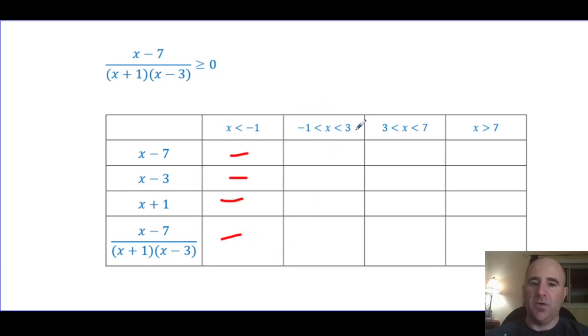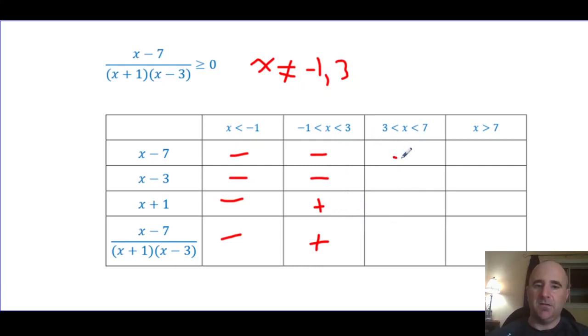Think of a number between -1 and 3. Oh, we better be careful here. Let's keep in mind, I should have mentioned this earlier, x cannot be -1 or 3. So those values actually can't exist. Okay, so a number between -1 and 3, 0 is a nice one to use there. 0 minus 7 is negative. 0 minus 3 is negative. 0 plus 1 is positive. A negative times a positive gives you a positive answer. In this case, a negative divided by a negative times a positive is a negative divided by a negative, which is positive. A number between 3 and 7, let's use like 5.